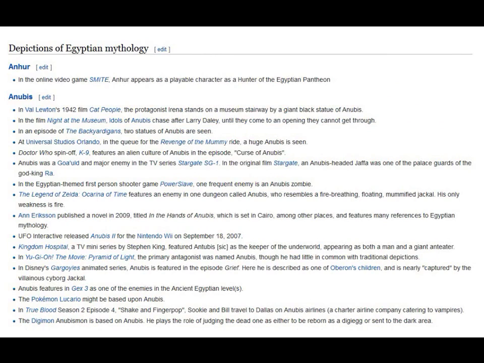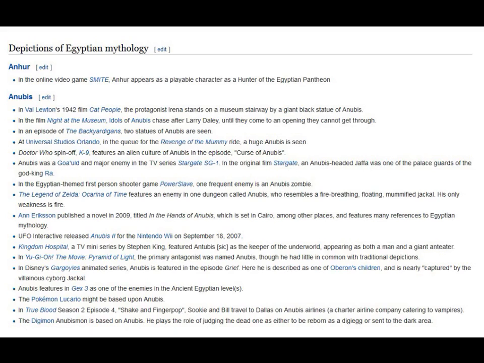Depiction of Egyptian mythology. Okay, well, Anubis. I just picked one, and this link is in the description as well. This thing had a long list, but I just picked one. In Val Lewton's 1942 film Cat People, the protagonist Irene stands on the museum stairway by a giant black statue of Anubis. Okay, the film Night at the Museum: idols of Anubis chase after Larry Daley until they come to an opening they cannot get through. See? In the episode The Backyard Diggins, two statues of Anubis are seen.